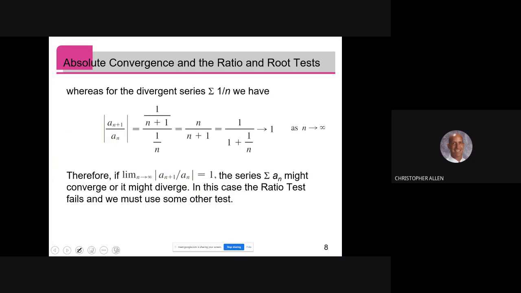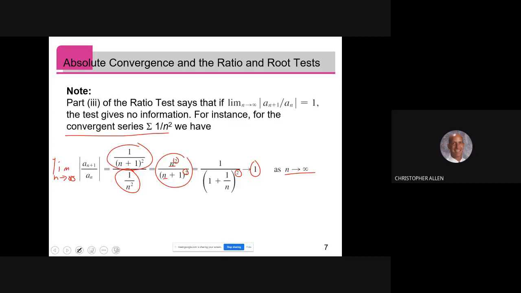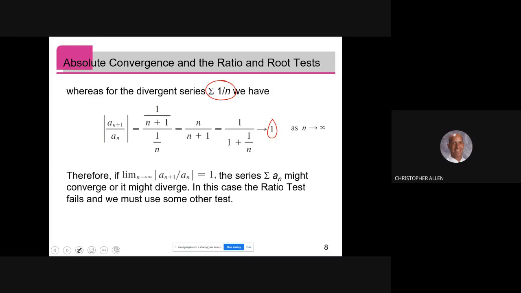Whereas the divergent series, this one right here, the harmonic series, I'm not going to go through all the math again. It also goes to 1 as n goes to infinity. So what I'm trying to say, in case you're not quite sure, is: what kind of series was this? Convergent, correct? Using the ratio test, what limit did we get? We got 1. This next example, when we did the ratio test, what limit did we get again? 1, and that was divergent.